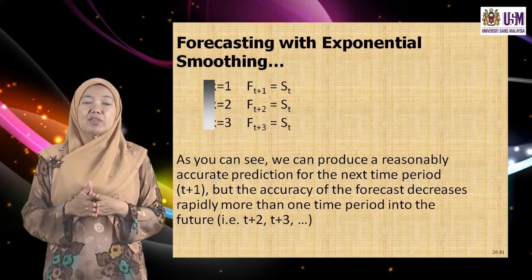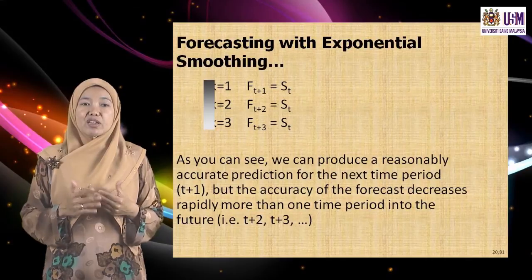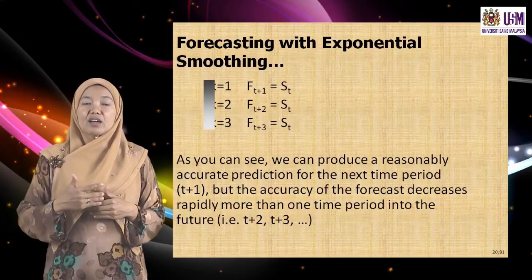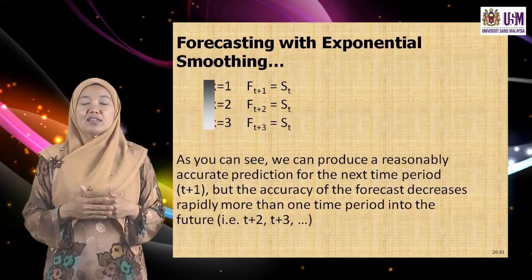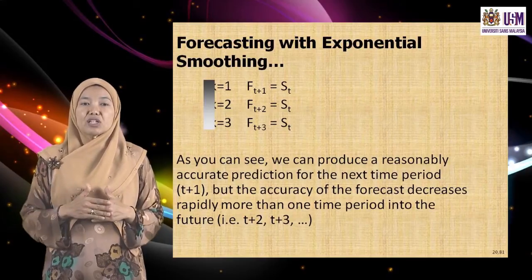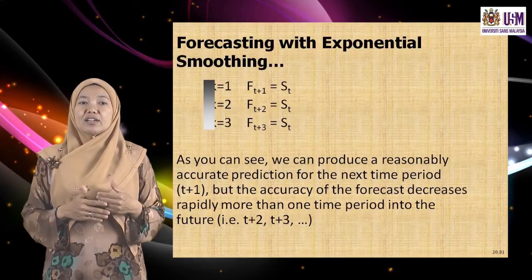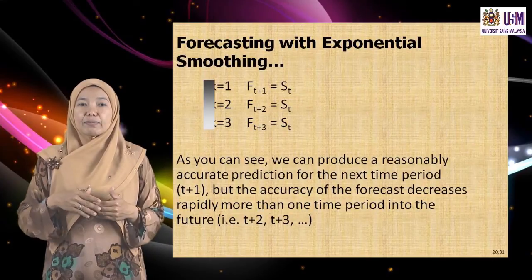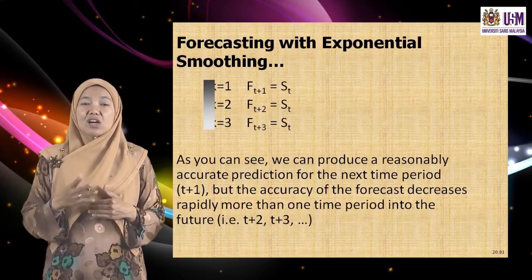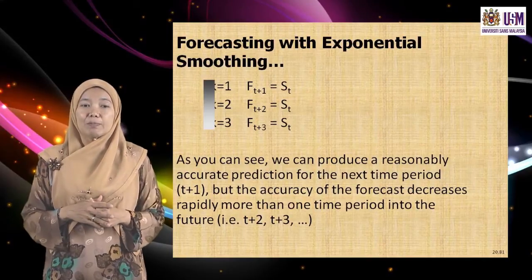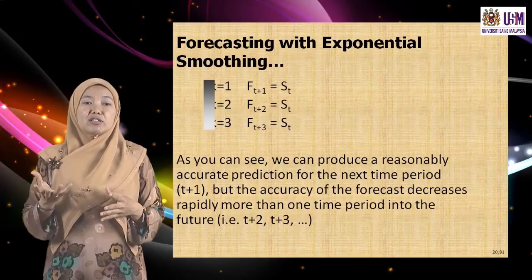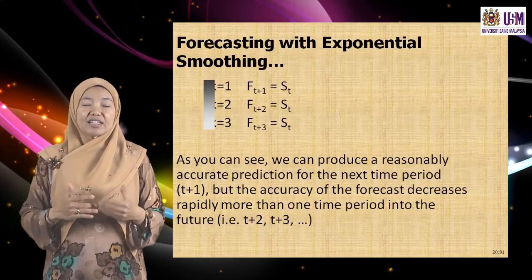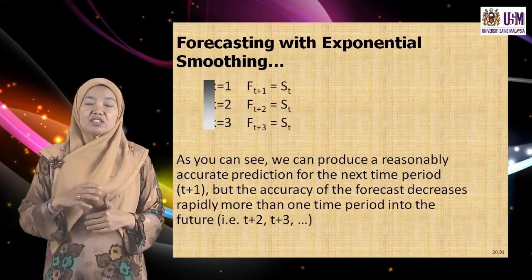When it comes to forecasting with exponential smoothing, as you can see in the upper column, when K equals 1, the forecast value for the current period plus 1, which is the next period, equals S_T. In the second row, K equals 2, that means the current period plus 2 in the future, the forecast value F of the two periods in the future. And the third forecast, F_(T+3), they are all equal to capital S with subscript T. So as you can see, you can produce a reasonably accurate prediction for the next time period forecast, that means from the current time period to the next period, that is T plus 1.